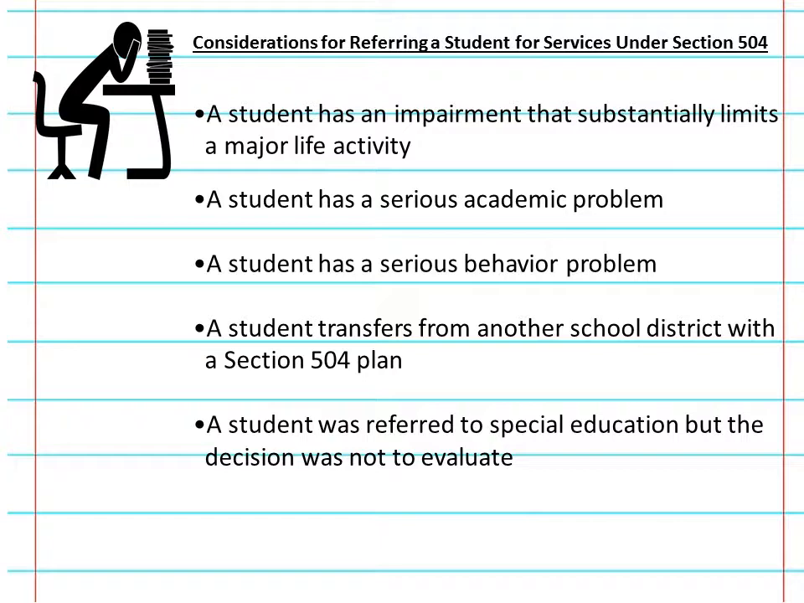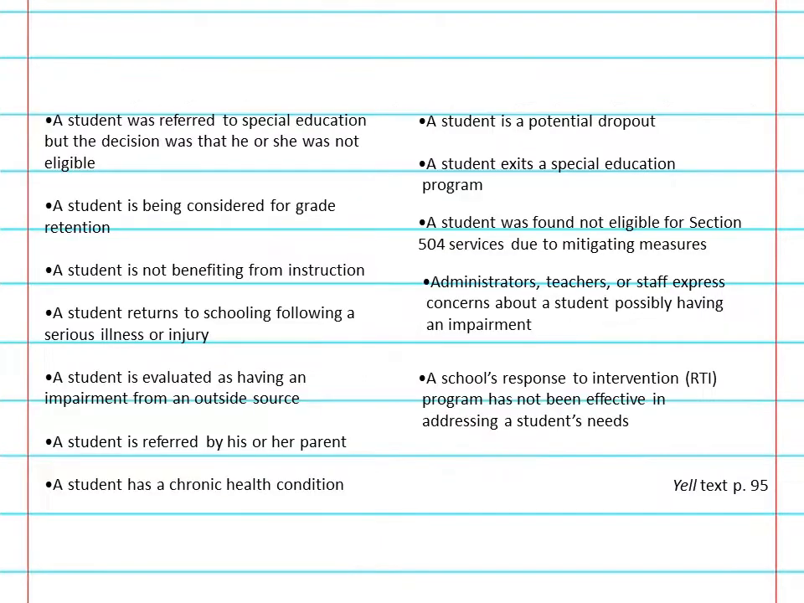Like we said before, a student who was referred for special education, but the decision was made that he or she was not eligible for services, would be a recommendation for a 504. Looking at a student considered for grade retention, or a student who's not benefiting from instruction, a student who returns to school following a serious illness or injury.